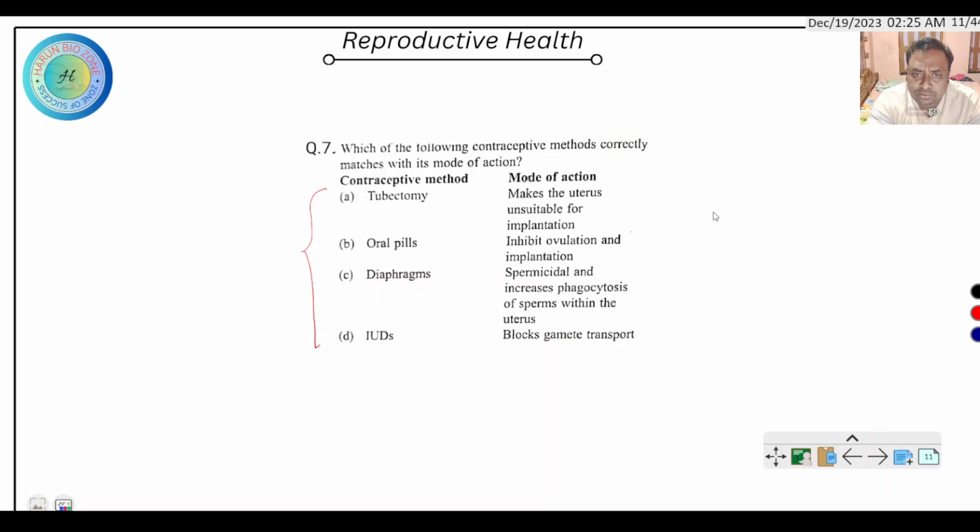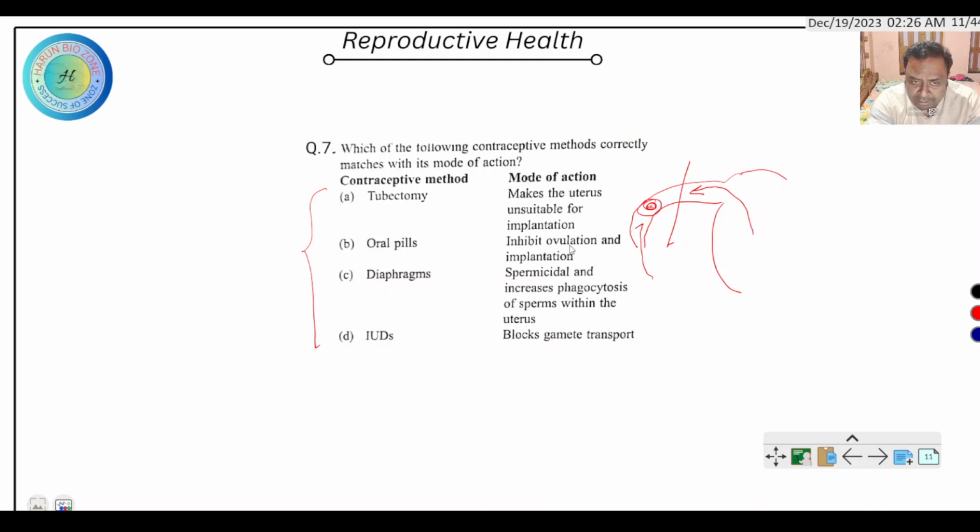Not so. Tubectomy means, suppose this is the fallopian tube. If the fallopian tube is cut in this portion, the sperm do not come from the uterus to the fallopian tube ampulla isthmus region, and the egg does not come here, so no fertilization occurs.